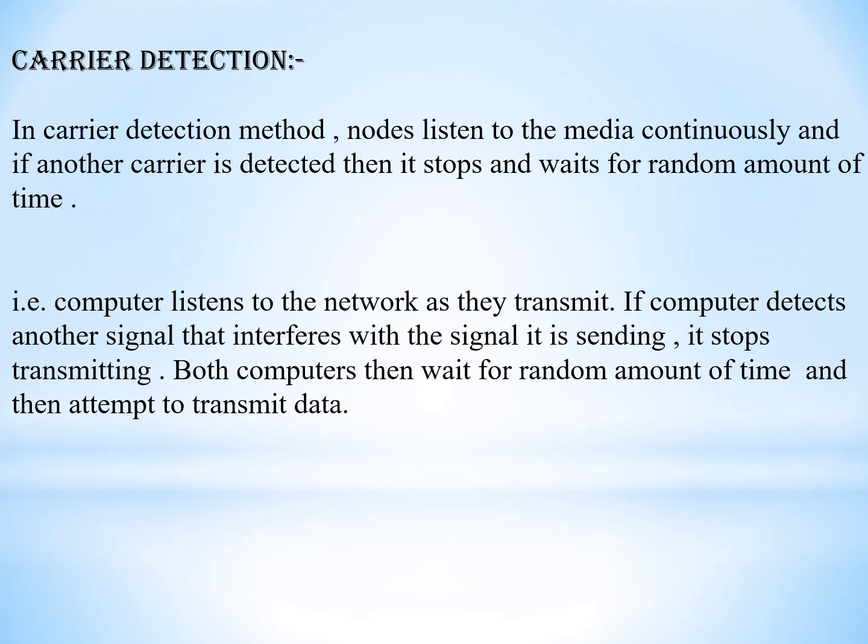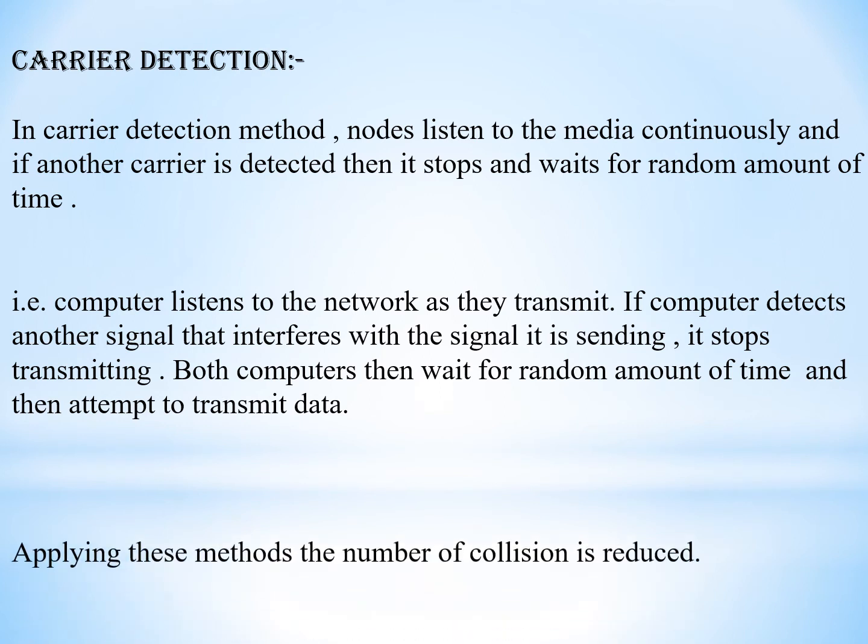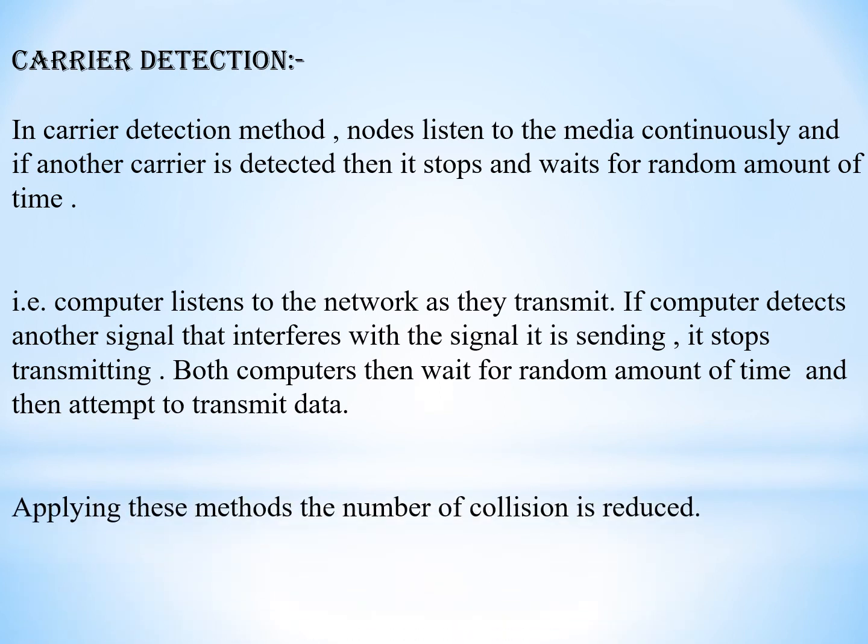So these are the two methods that are used in contention. Simply put, contention means to struggle. When they are struggling, there will be a collision. In order to avoid the collision, we solve the problem by using the carrier sensing and carrier detection methods. Applying these methods, the number of collisions is reduced. As I said, these two methods play a very important role in the network access method.